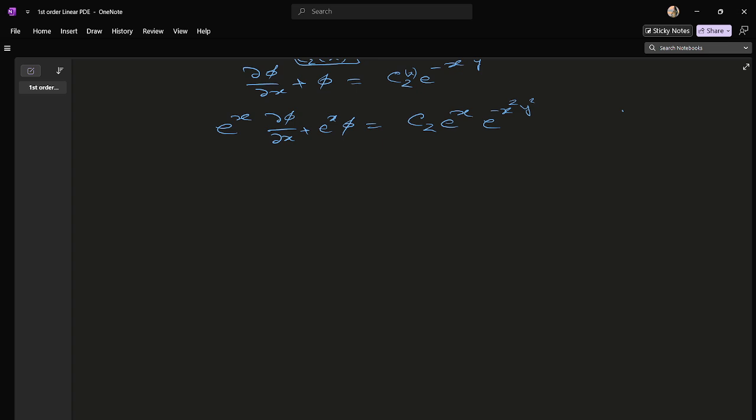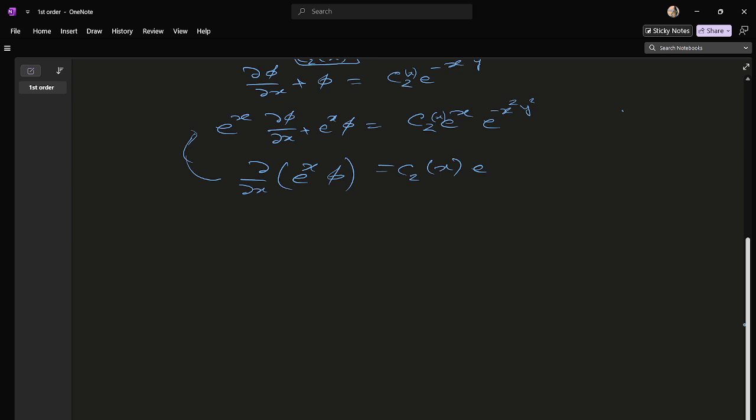We can see that it will be ∂/∂x of (e^x φ), because ∂/∂x of e^x is e^x, and first the partial derivative will appear for φ, and after that it goes to e^x. So now this equals e^x times e^(−x²y²).